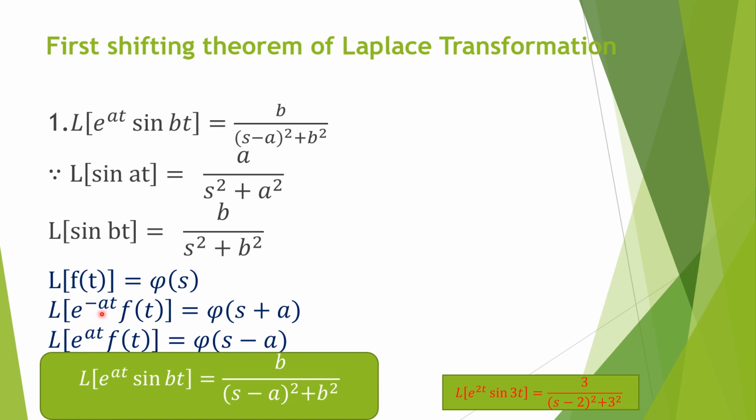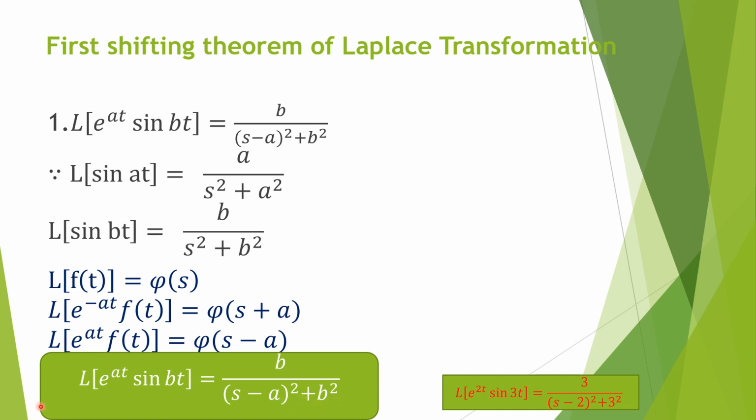What is the value of a? A is this. Okay, so in this question e raised to power at sin bt, wherever you write phi of s, your function becomes phi of s plus a. Here we have e raised to power at, so it will become s minus a. So b upon s minus a whole square plus b square.